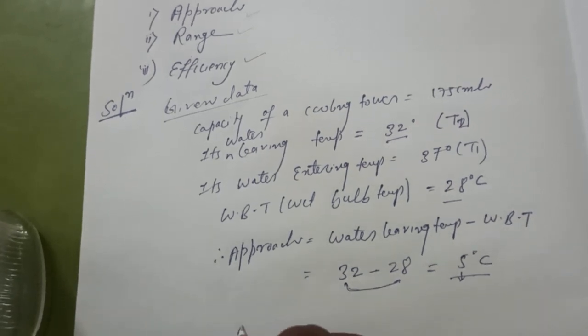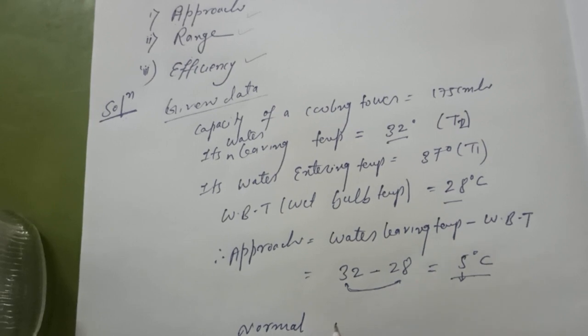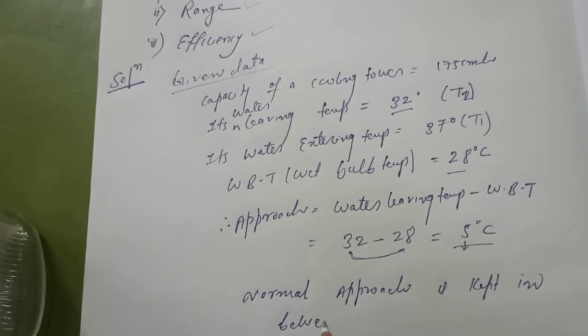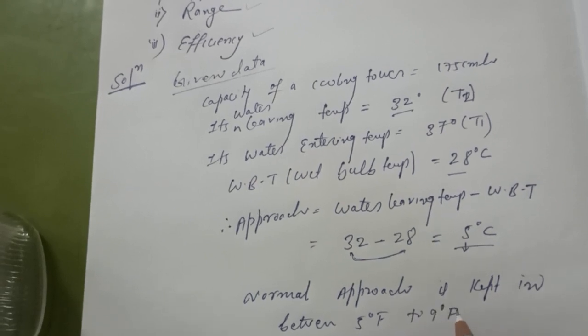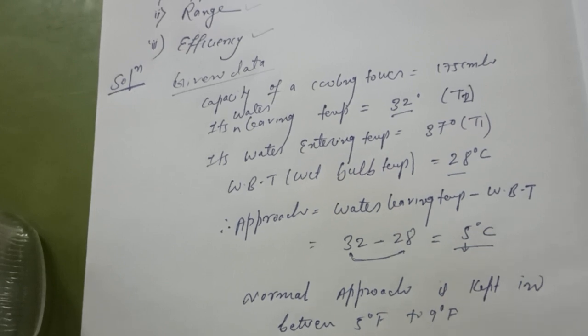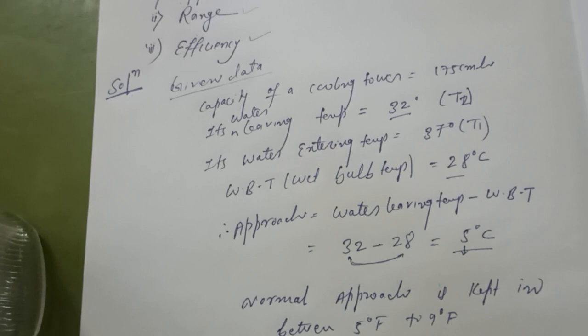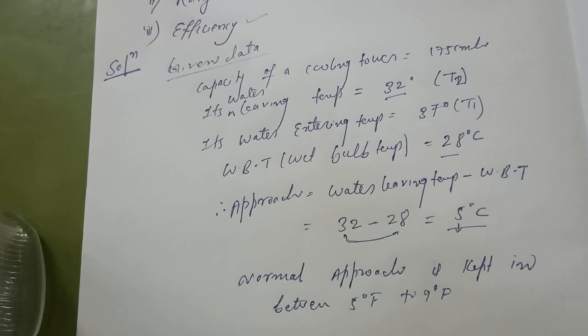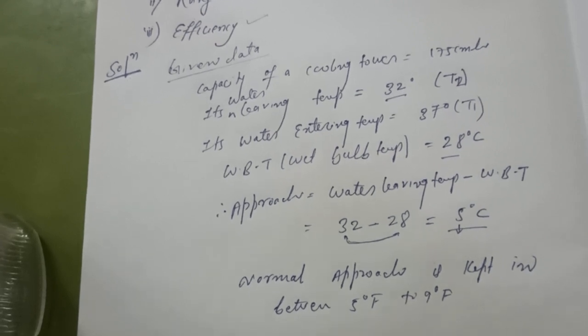Normally approach is kept in between 5 degrees Fahrenheit to 9 degrees Fahrenheit. And one more thing, friends, approach differs from location to location and cooling tower to cooling tower. It depends on the cooling tower design and on the surrounding air condition. So this is the approach of a cooling tower that we have discussed.